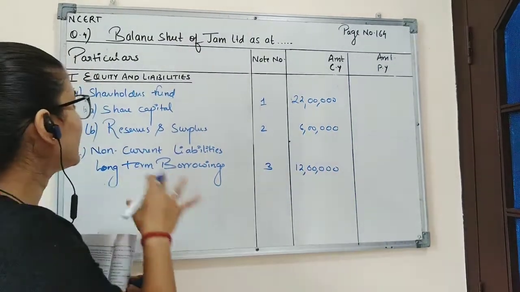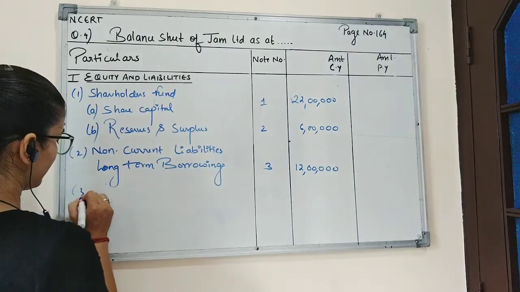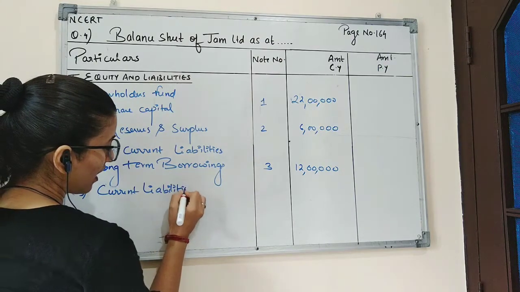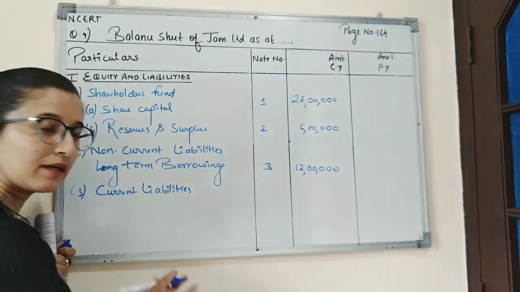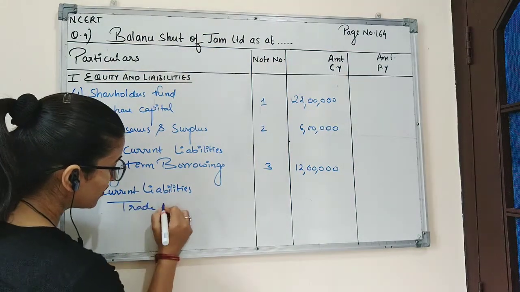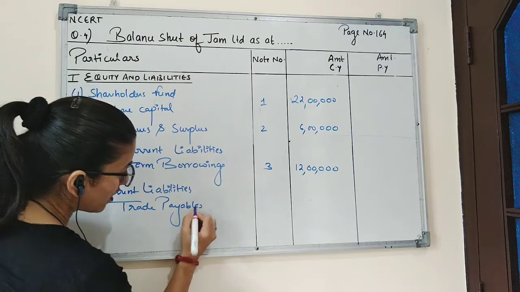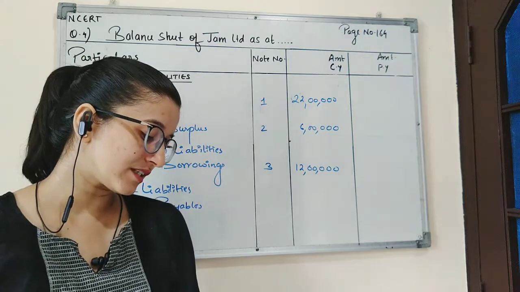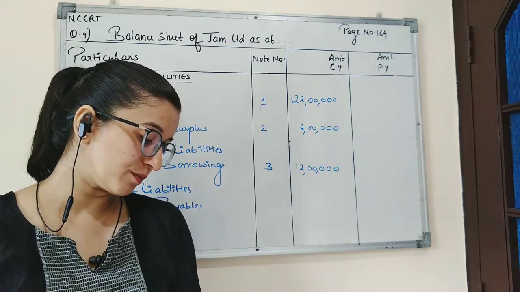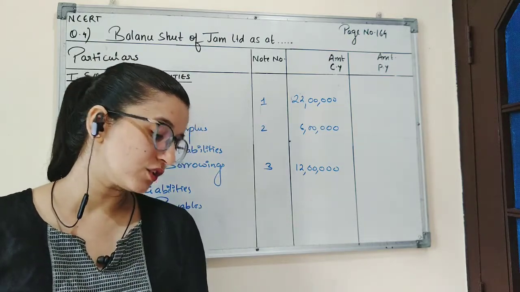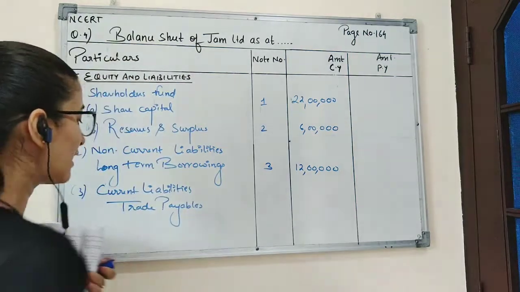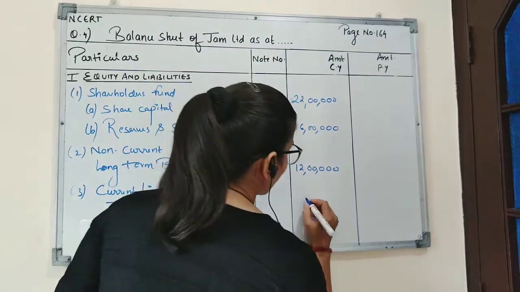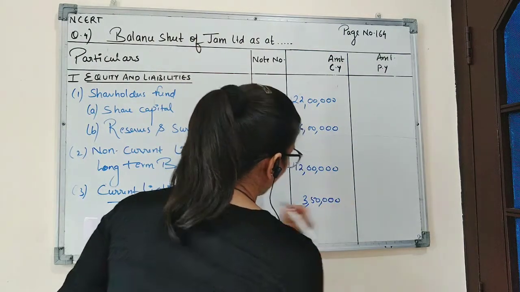Now the third heading under equity and liabilities is current liabilities. And we know the sub part of current liabilities is trade payables. Now, trade payables includes bills payable as well as creditors. So, in the question it is given bills payable amounting to rupees 1,50,000 and creditors amounting to rupees 2 lakh. So, we'll add this amount and we'll record this amount under trade payables. So, adding 1,50,000 and 2 lakh is 3,50,000.